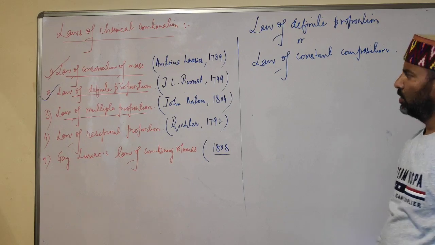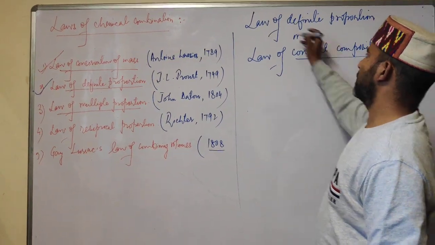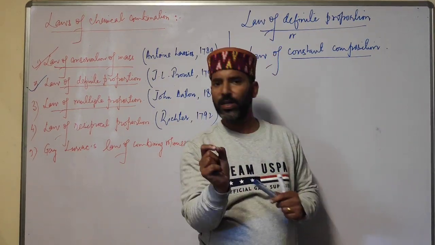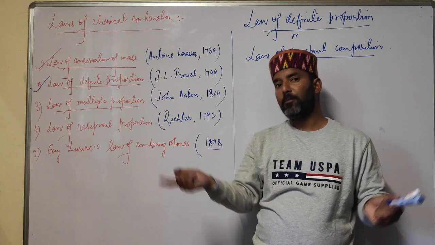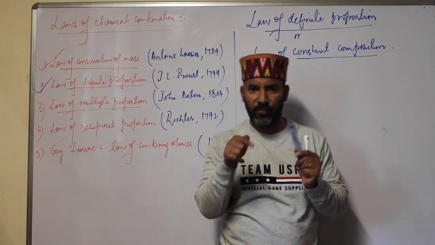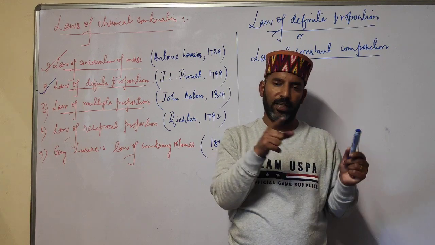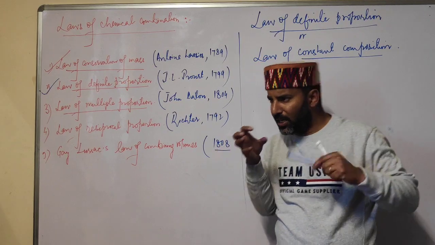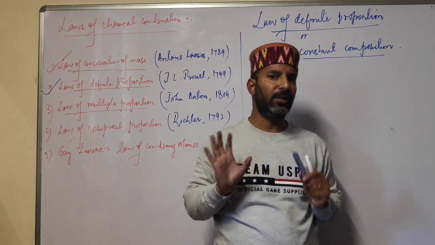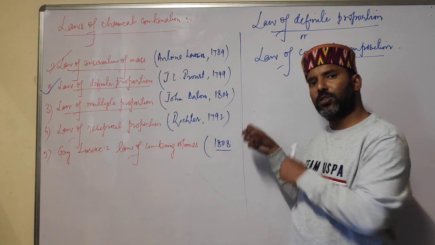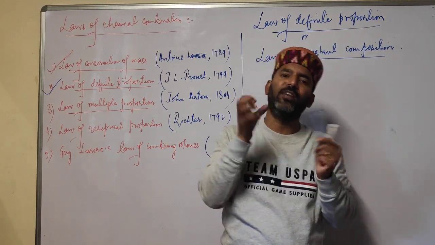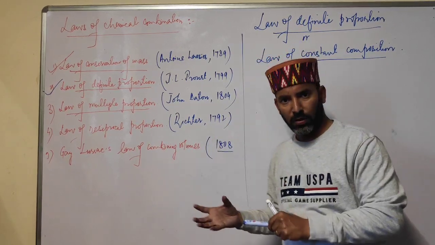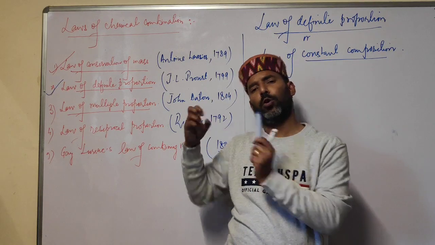Now, students, the statement of this law is that a pure chemical compound always contains the same elements combining together in the same proportion by weight, irrespective of its source or method of preparation. Which means, if I tell you in Hindi, in a pure chemical compound, the constituent elements will always combine in a definite proportion, whatever its source or method of preparation may be.